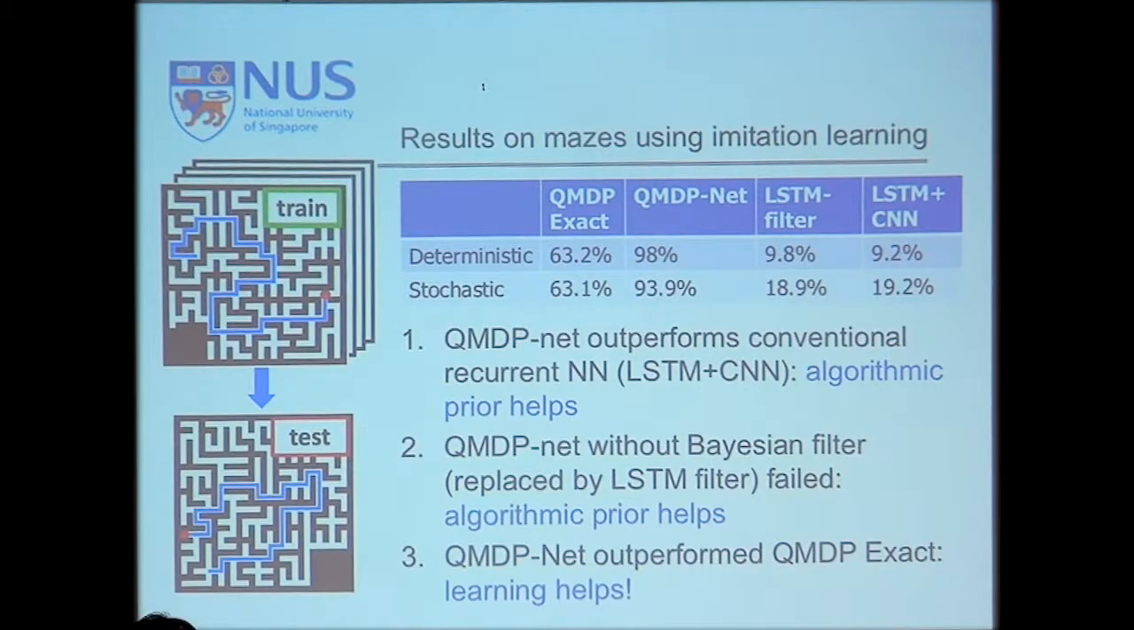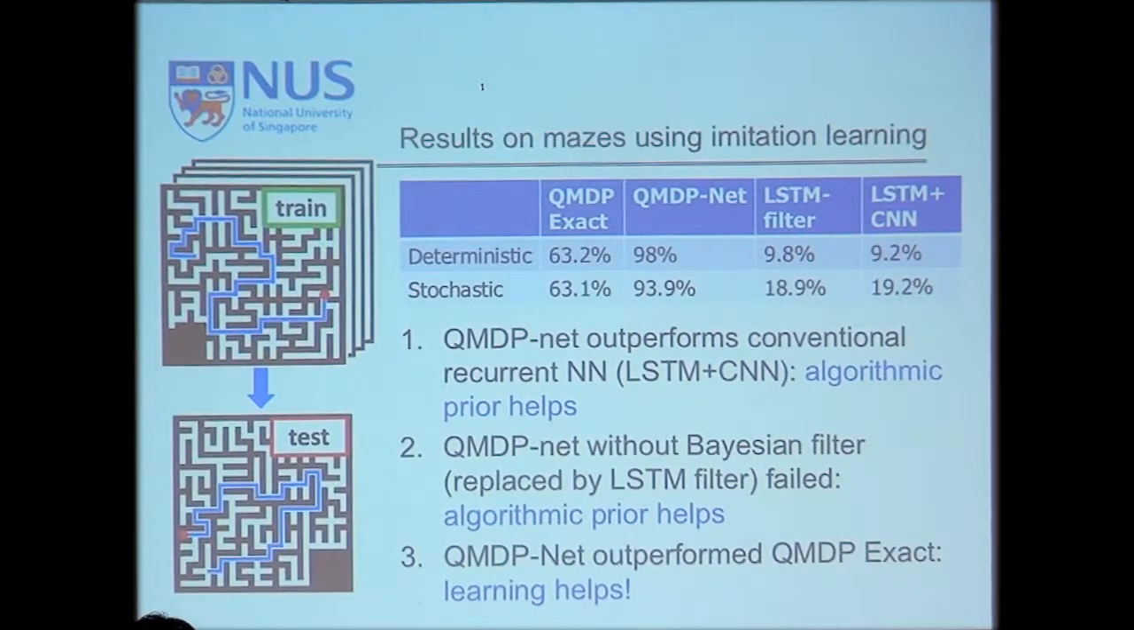So QMDP often fails, and when we do learning, by constructing a neural network, it's a recurrent neural network. So you roll it out through time, and then you do backpropagation. I didn't say earlier, the things that we learn would be the reward function and the transition functions. So there's enough freedom in learning the reward function and transition function that it can actually fix the problem. Okay, so it seems that in this case, learning helps.